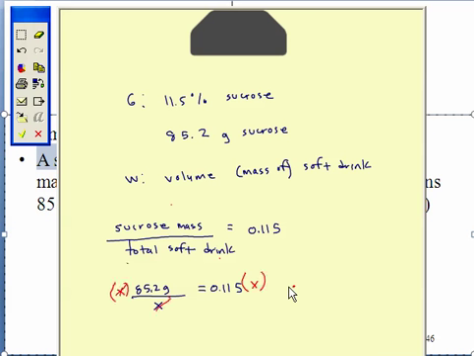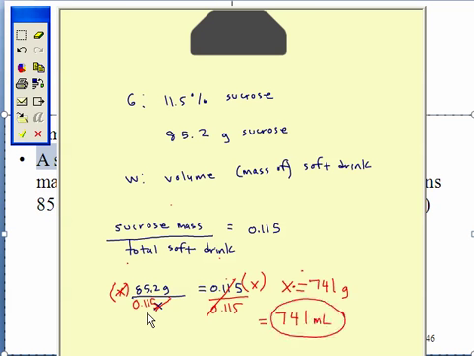So my x's on my right cancel out, and then I'm going to divide both sides by 0.115. And when I do, my 0.115 on this side cancels out. And so when I divide 85.2 by 0.115, my calculator tells me 741 grams, which, since the density is 1, is 741 milliliters.